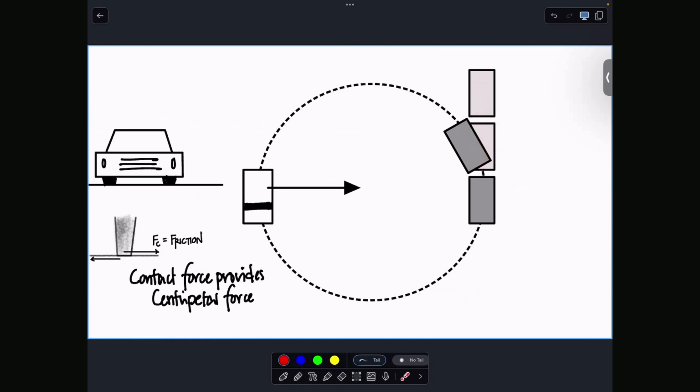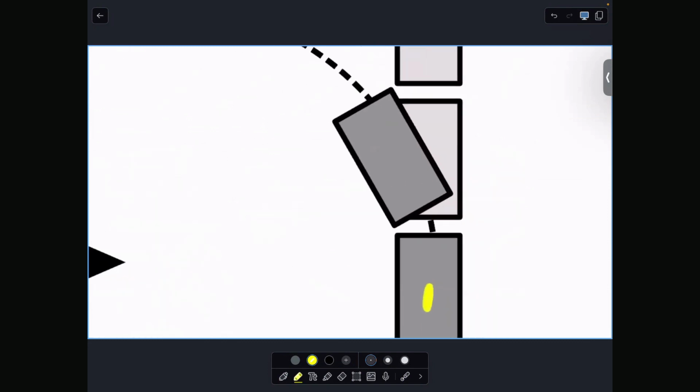So imagine you're a passenger inside this car. You're here, right? When the car takes a turn, and let's say it's a slippery seat, there's no friction out there. Where do you expect yourself to be?